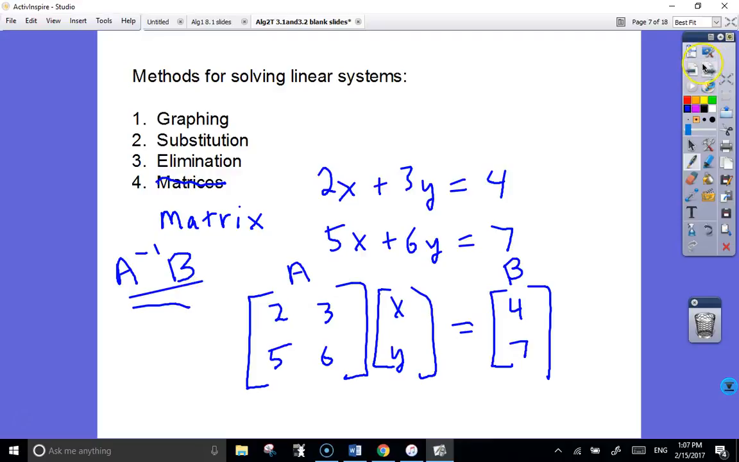Okay. So what we're going to do is first look at graphing a little bit today. Then we're going to do substitution. Then we're going to do elimination, and then we're going to go back to graphing and show how you do it in the calculator, so that your answer doesn't have to depend on your ability to draw an accurate graph. It's actually the calculator that does it for you.